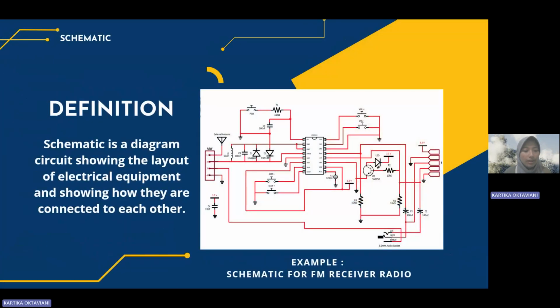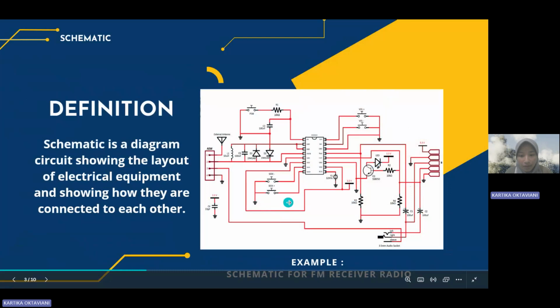Now, this is the definition of schematic. As we know, a schematic is a circuit diagram showing the layout of electrical equipment and showing how they are connected to each other. So we can see I have an example. This is a schematic for an FM receiver radio.